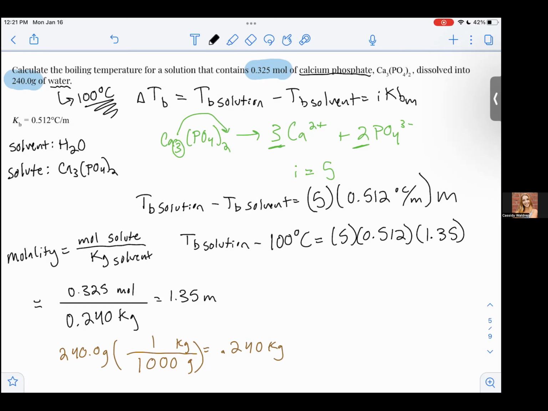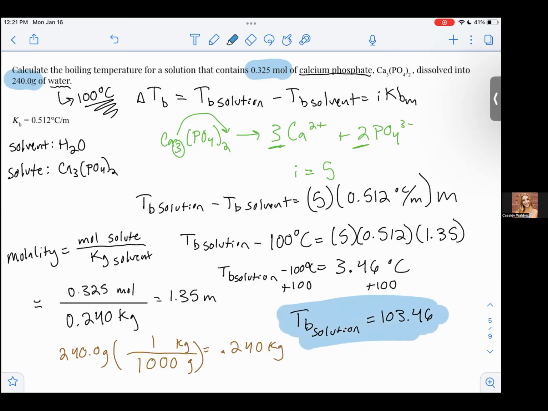I know all my units are going to cancel out, and this is going to end up being 3.46 degrees Celsius. If you were to need to do this with sig figs, your I right here isn't going to be included in your sig figs because it's kind of like a constant. TB solution, what we're solving for, minus 100 degrees Celsius. Okay, we have to now add 100 degrees to both sides. So our TB solution is equal to 103.46. So that is going to be my final answer.